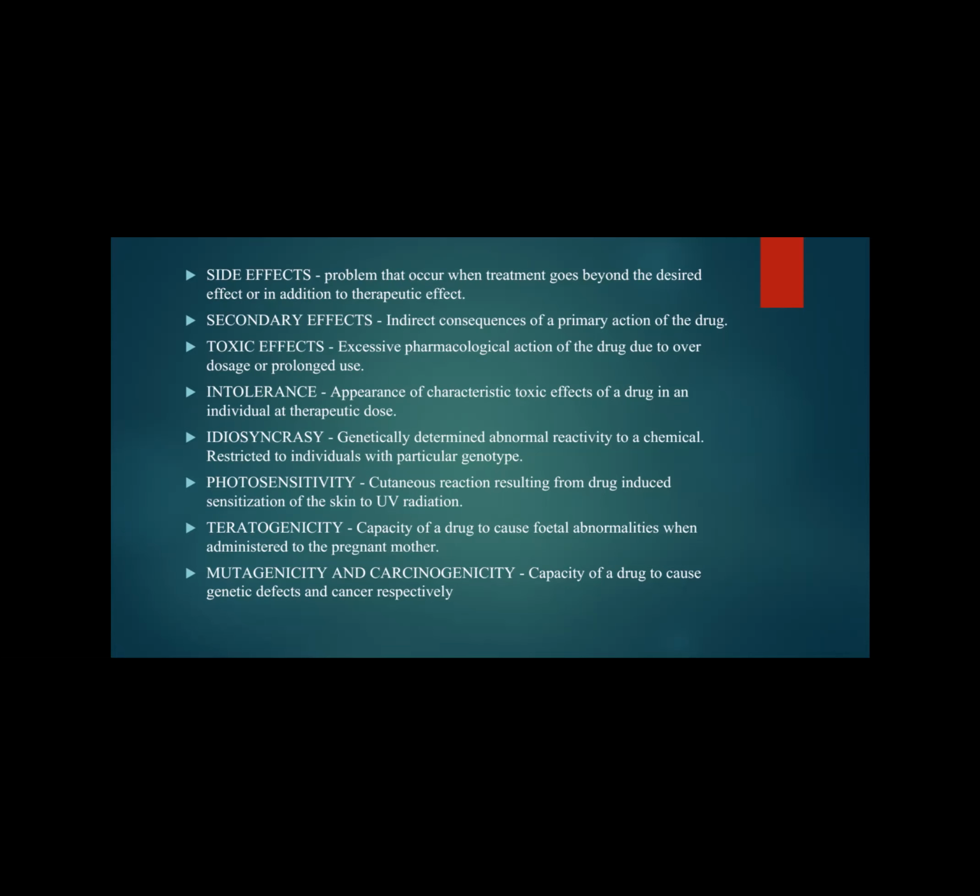Now we come to teratogenicity. What is teratogenicity? It is the capacity of a drug to cause fetal abnormalities when administered to a pregnant mother. For example, in the 1960s, the thalidomide disaster occurred. What happened is that pregnant mothers were given this medicine to produce a sedative effect, and it was supposed to help in morning sickness. So when the pregnant mothers took that, later when the baby was born, it was born without limbs, and it was born with defects.